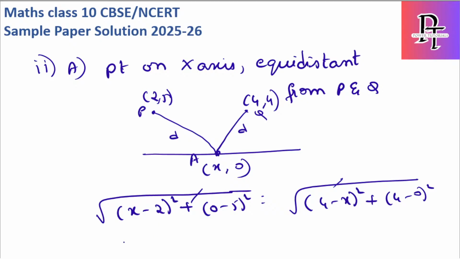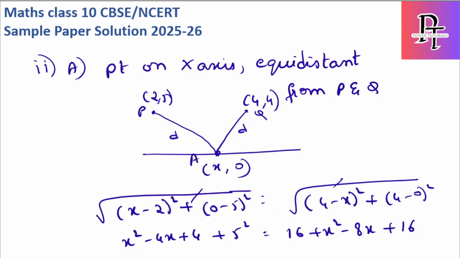So (x minus 2) whole square is x square minus 4x plus 4, plus 5 square, is equal to 16 plus x square minus 8x plus 16. I directly wrote the value because (a minus b) whole square is a square minus 2ab plus b square, and here also it is just (0 minus 5) whole square, which is 5 square. So x square gets cancelled out.